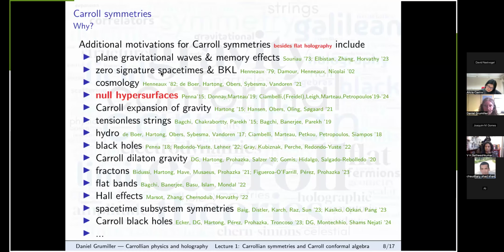Having said this, there's a bunch of additional possible motivations or applications where Carroll symmetries appear. The earliest one that I was able to find, by looking at this review by Bagchi, Banerjee and Horvathy, is this paper by Souriau from '73, where he realized that plane gravitational waves naturally have these Carroll symmetries, and they argue that this may be important for memory effects.